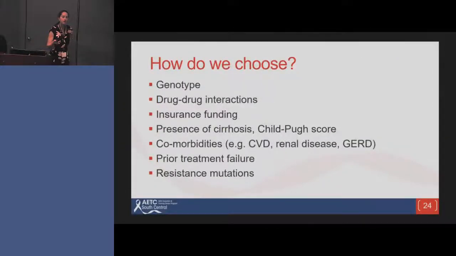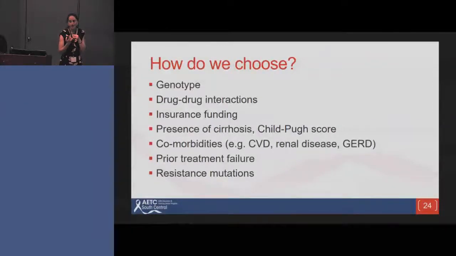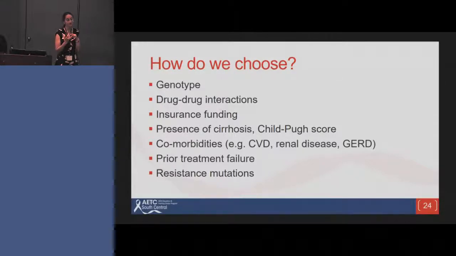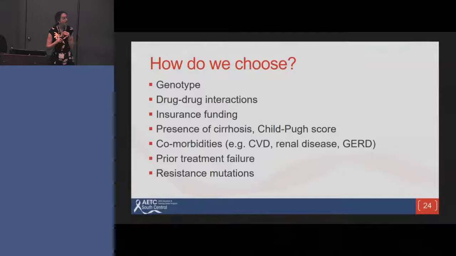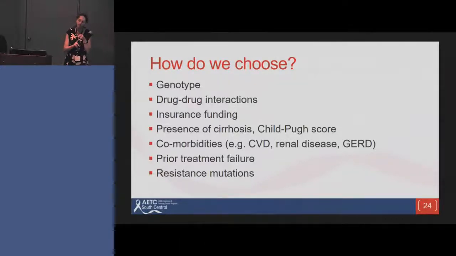So how do we choose? Well, probably the three most important determinants of hepatitis C treatment are genotype, drug-drug interactions, and unfortunately funding is a big determinant in terms of which drugs people get and whether they can even get treatment. But we also look at the presence of cirrhosis, particularly the stage of cirrhosis, which may determine which drug we can use, as well as the duration of treatment.